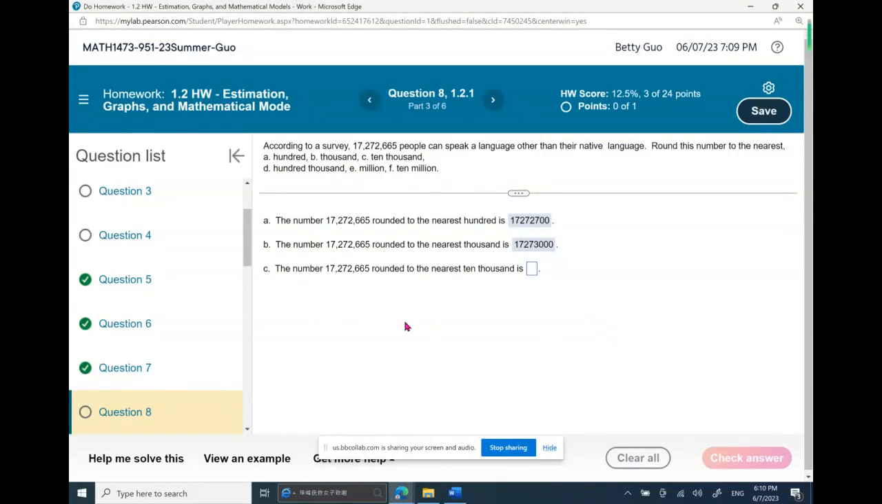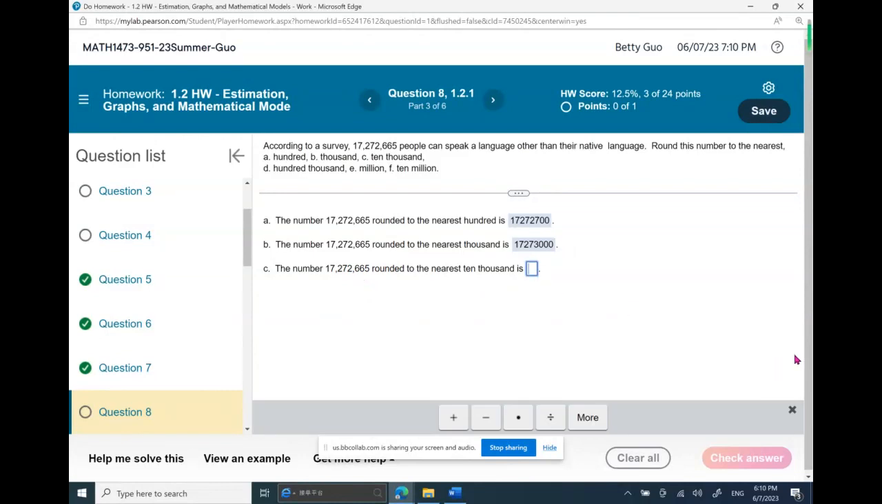Part C, and this question has so many parts. We're going to round the number to the 10,000s. So ones, tens, hundreds, thousands. This is 7, right? Yeah, 7. So we look at the digit to the right of the 7, which is 2. 2 is less than 5. In this case, we're going to round it down. How do we round it down? We're going to get rid of or just ignore the 2,665. We're going to change them all to zeros. So we have 17 million.